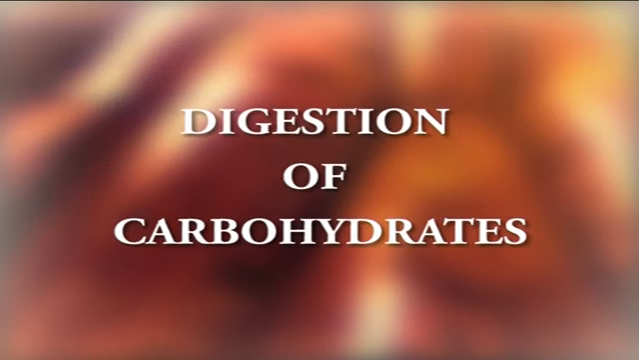Let us learn about digestion of carbohydrates. Digestion of starch or carbohydrate begins in the mouth by the enzyme alpha amylase. The partial hydrolysis of polysaccharide to dextrin and maltose takes place by pancreatic amylase. Maltose, sucrose and lactose get hydrolyzed by maltase, sucrase and lactase present in the intestinal juice.